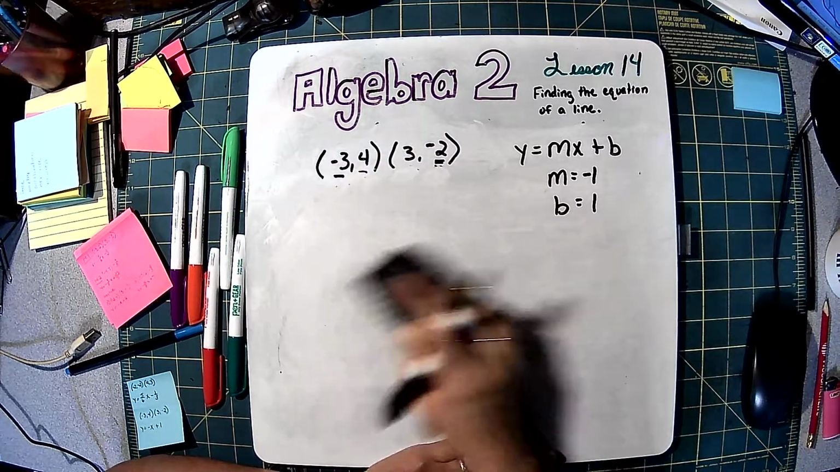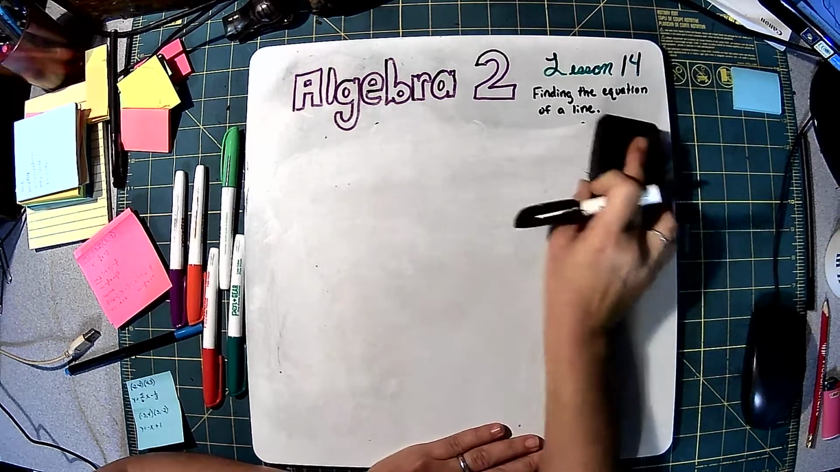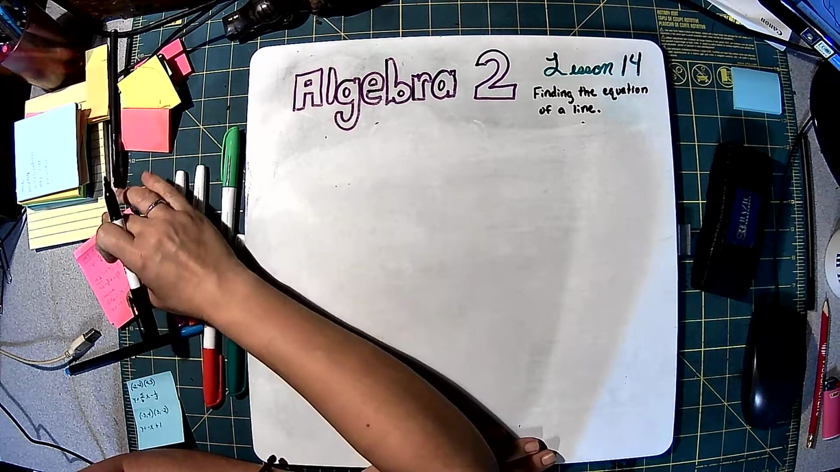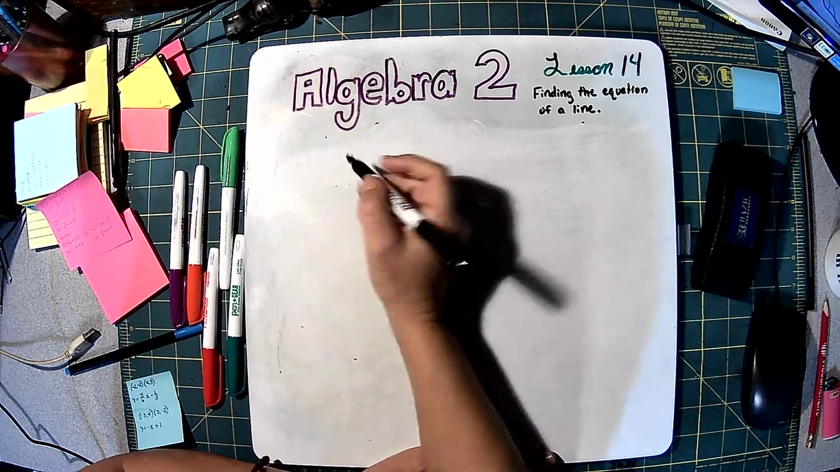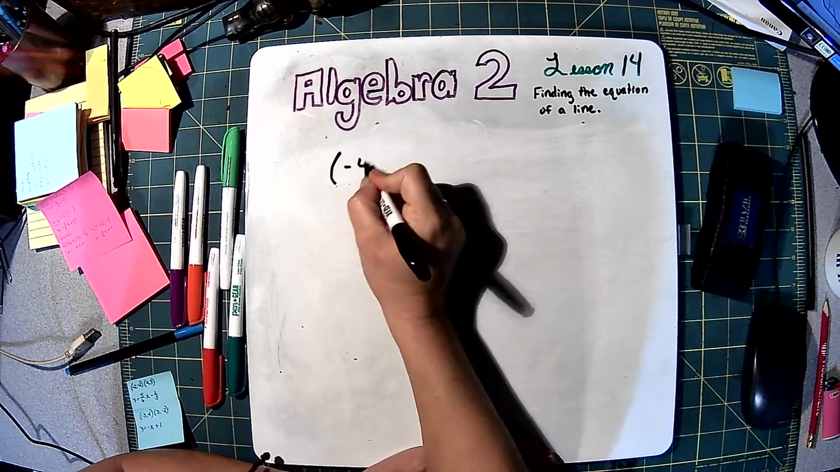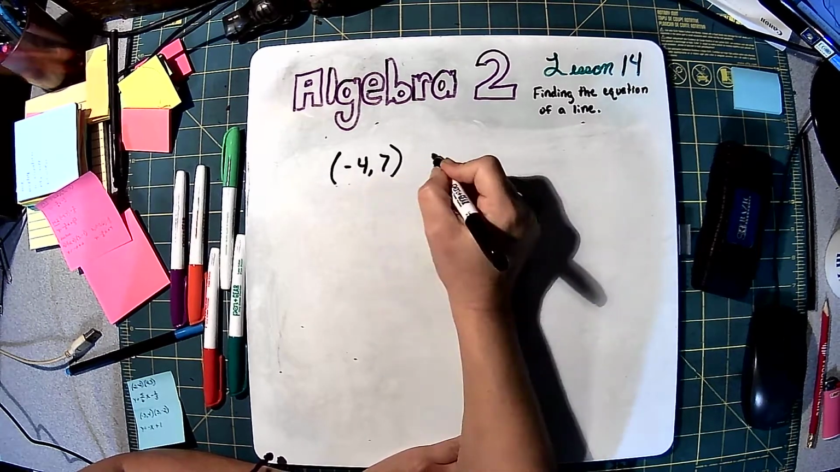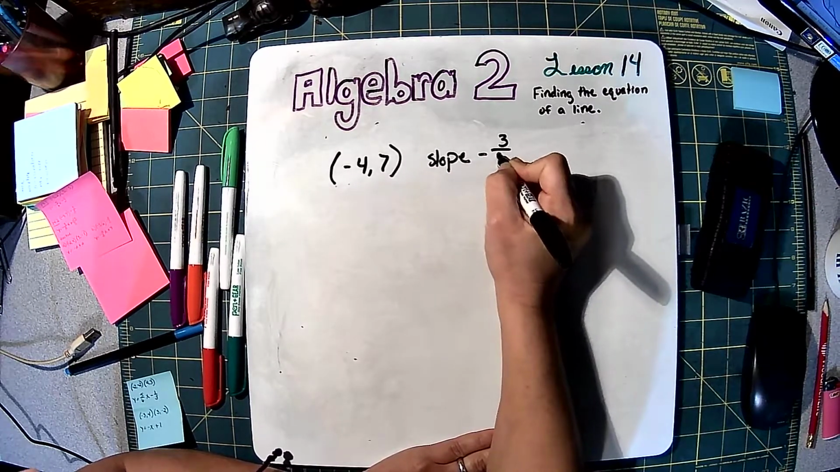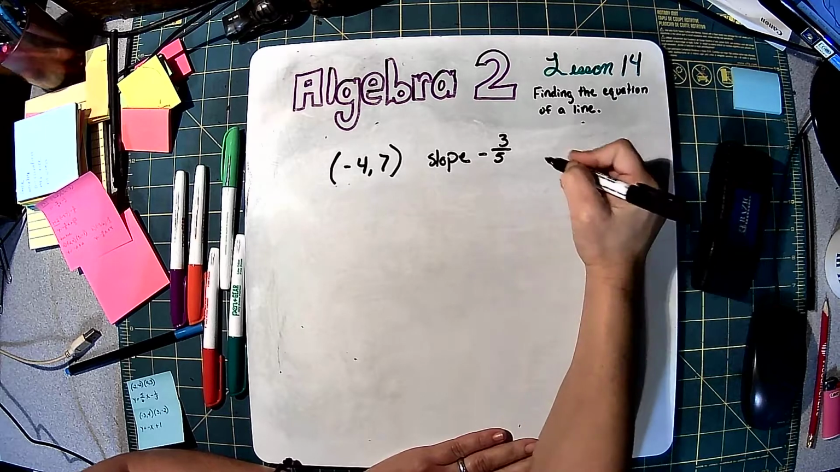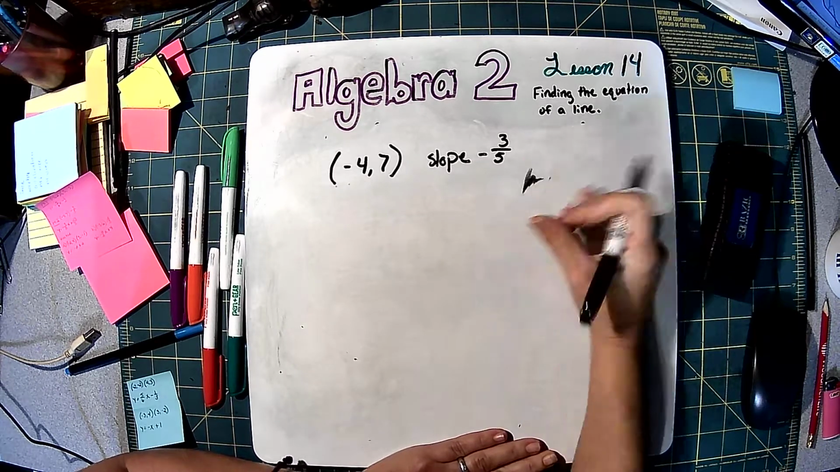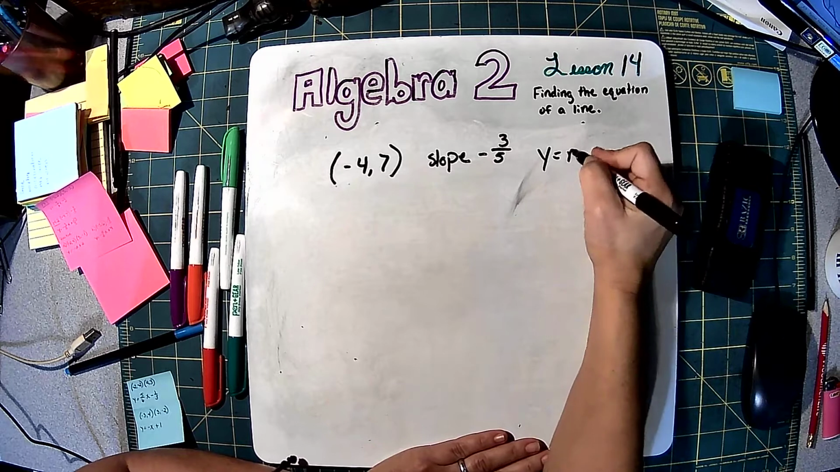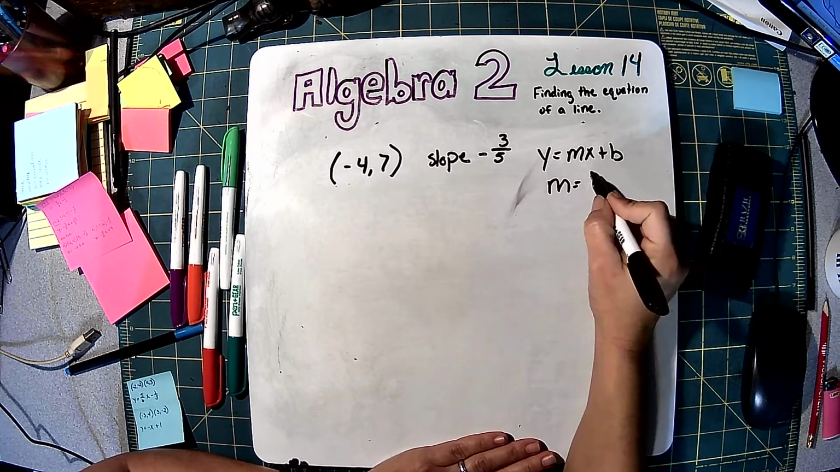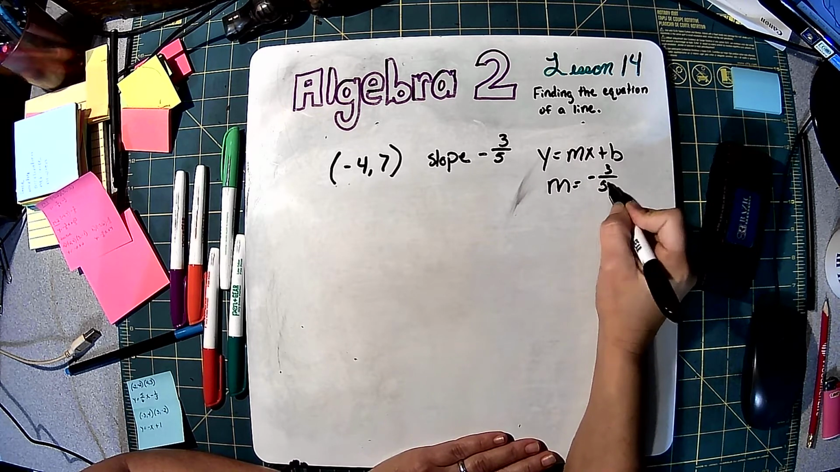All right, let's try a different kind. Another kind of problem they're going to give you is a point and the slope. So in example 14.2, we've got the point -4, 7 with a slope of -3/5. Now this is actually easier because we don't have to figure out what the slope is. If we do our y equals mx plus b, m we already know is equal to -3/5. Now we just have to find b.